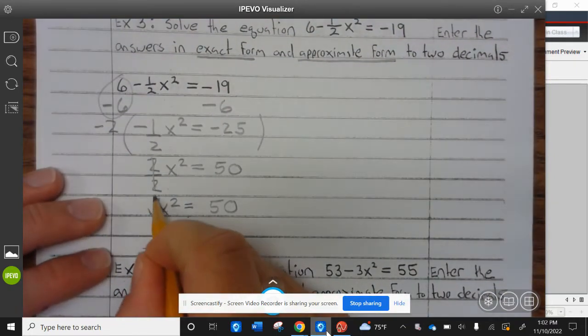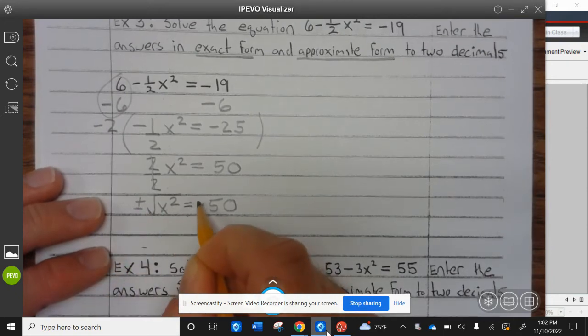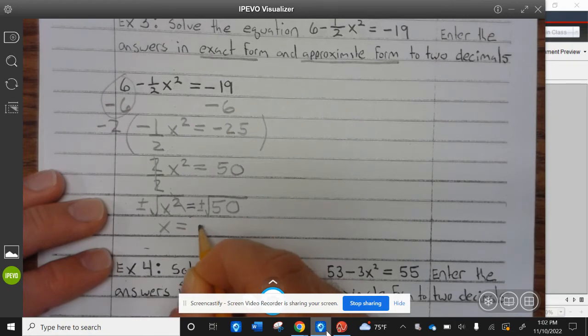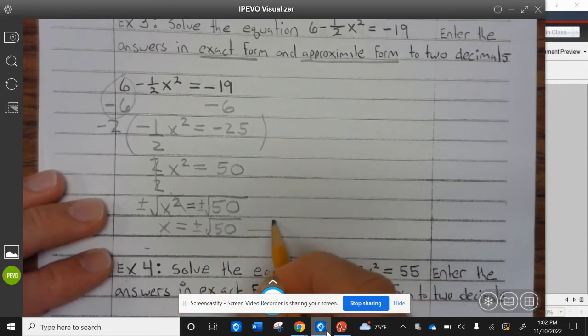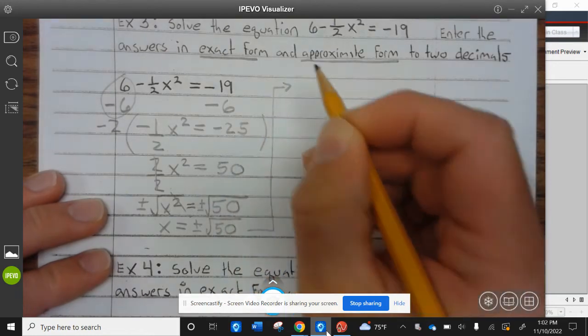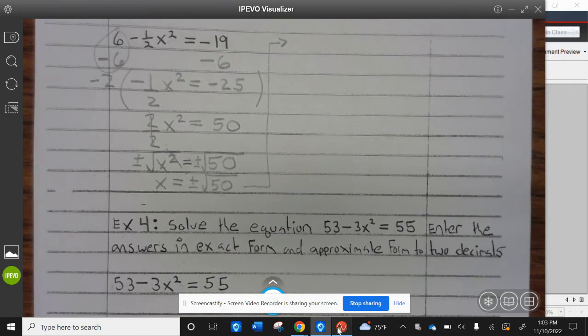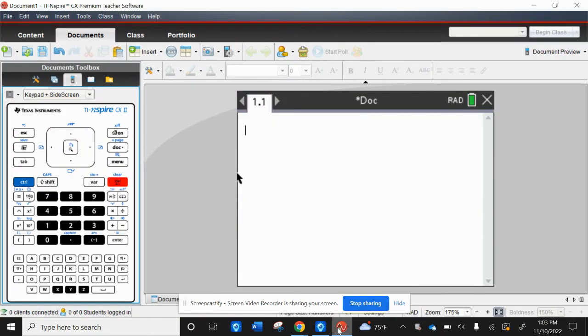Okay, now we're going to take the square root of both sides. Remember, that's plus or minus. Okay, so then that's x equals the plus or minus square root of 50. All right, now we can reduce the square root of 50. Okay, now the way to do that, we need to figure out if 50 will go into a perfect square. Okay, so we're going to divide 50 into perfect squares.